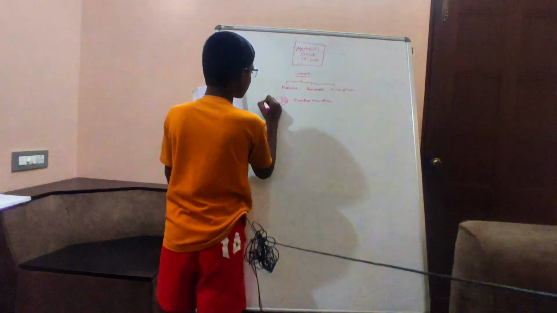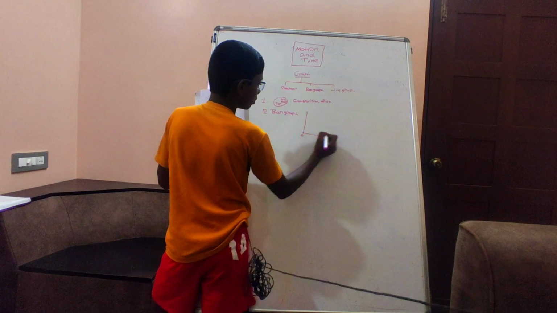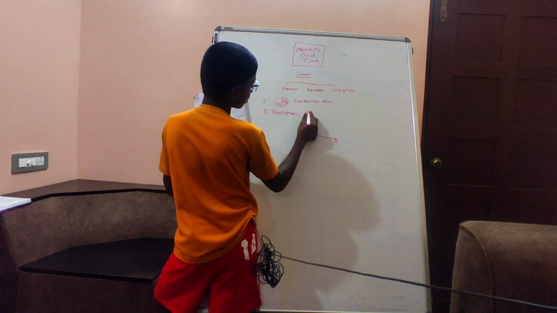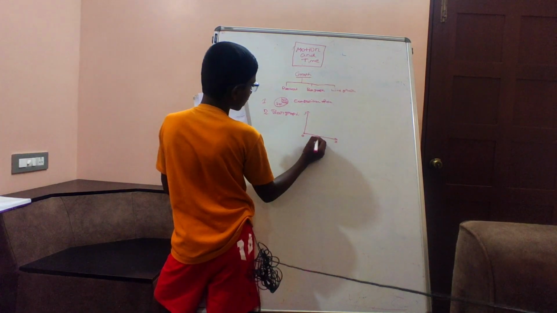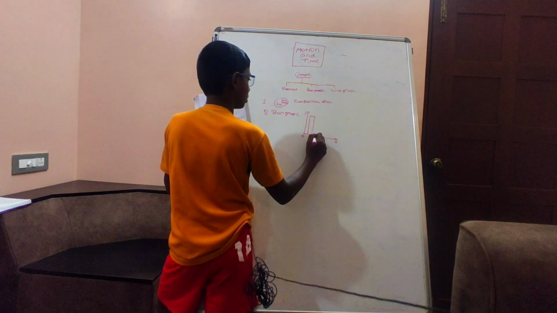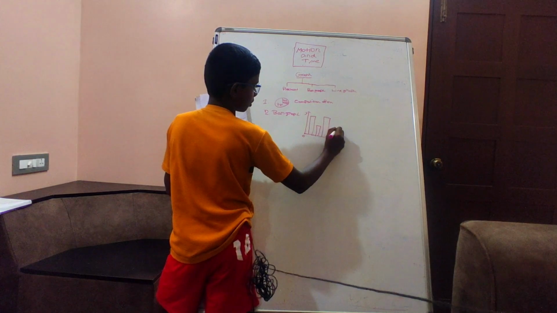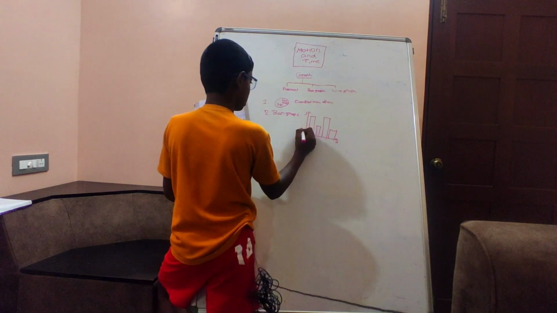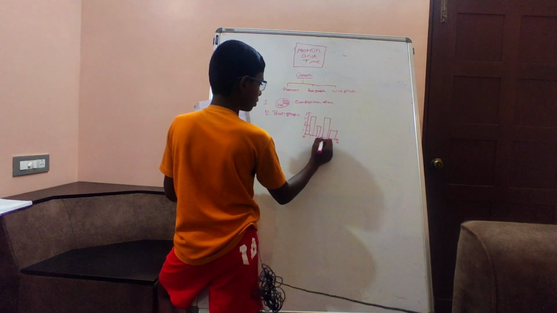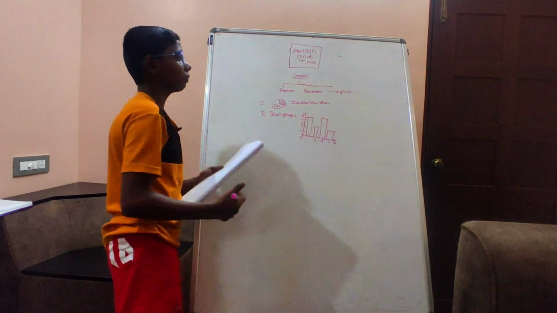Now let's look at bar graph. Bar graph, we have 0. We have x-axis, y-axis, and there are bar-like stuff. And this is 1, 2, 3, and this is 1, 2, 3, 4. This is a simple bar graph.